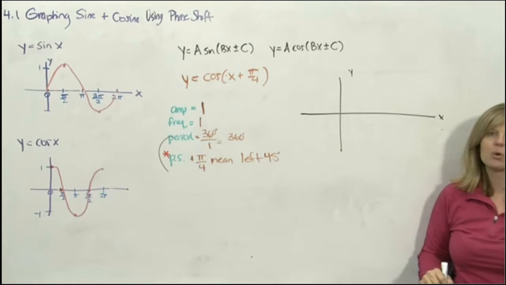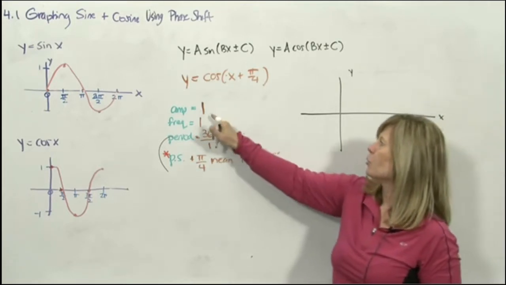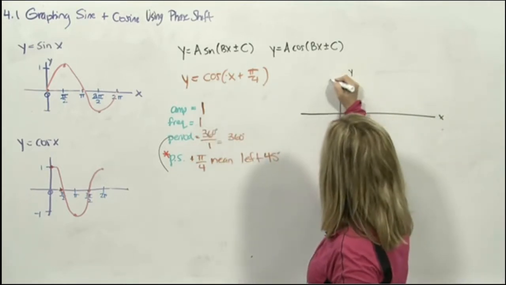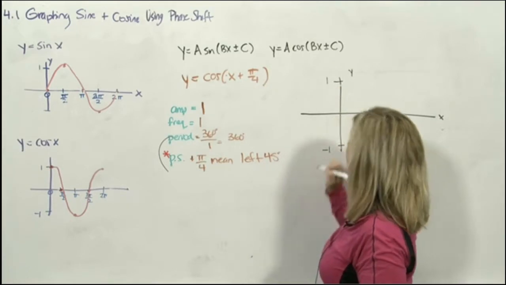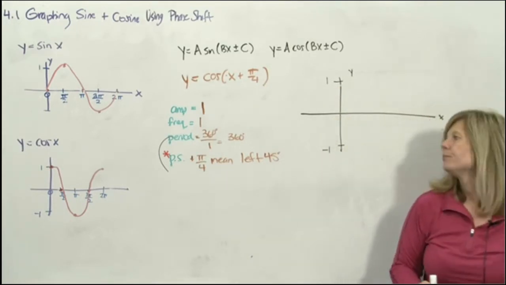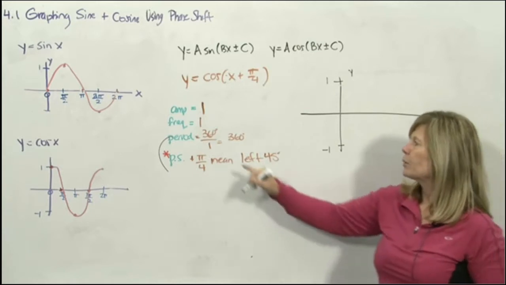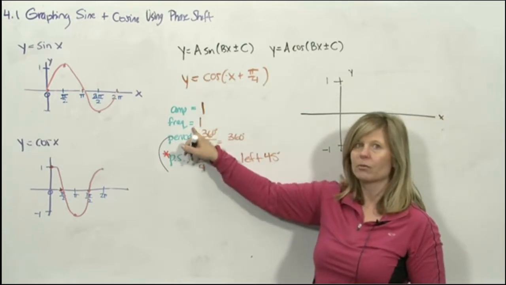Which number sets up the y-axis? The amplitude. The amplitude is 1. So we're going to go as high as 1 and as low as negative 1. So that's what we're looking for. Okay? Frequency means I better draw one cosine curve.